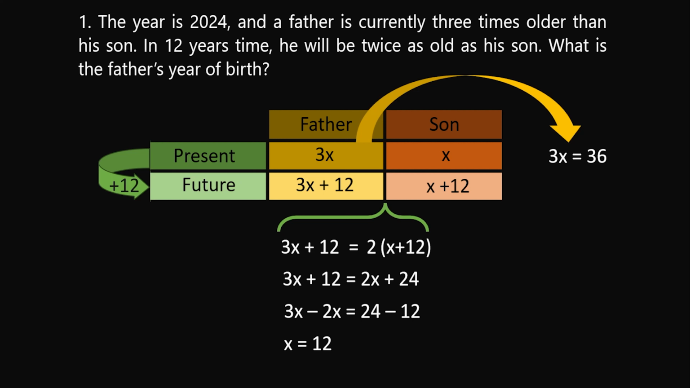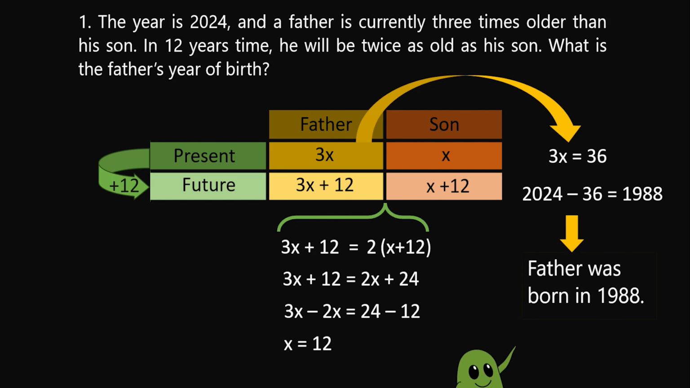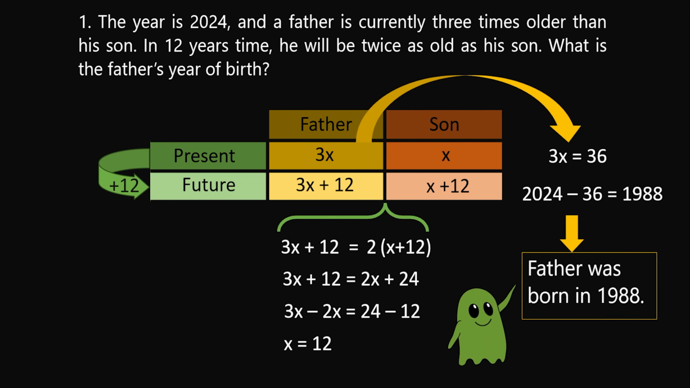Now it's really easy to calculate the father's year of birth. 2024 minus 36 equals 1988. That means that the father was born in 1988, and this is our answer.